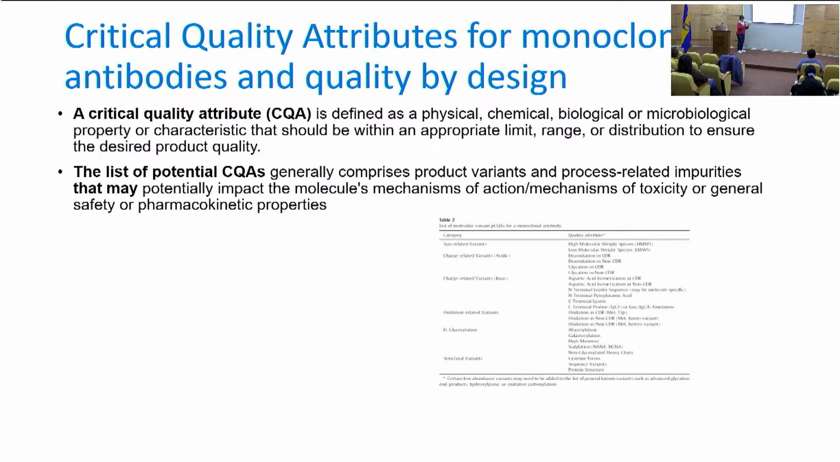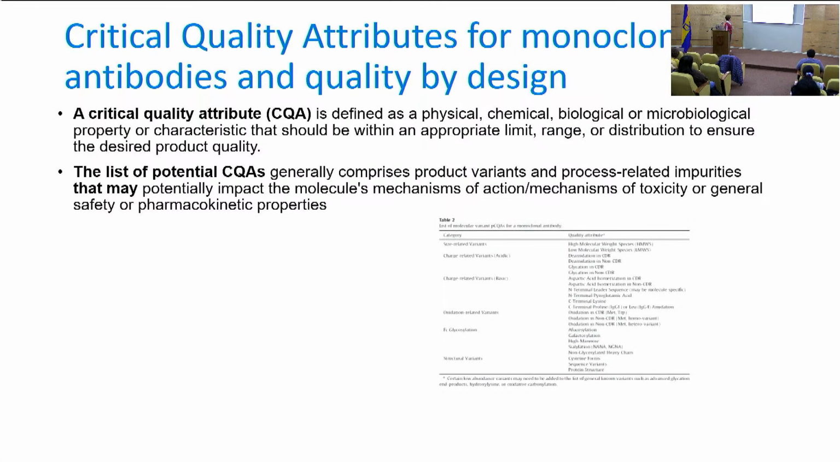For instance, if we know that for MABs we have dimers, a critical quality attribute will say the dimer should not exceed, I don't know, 0.01% of the drug product. That's a critical quality attribute. Truncated form should not exceed 2% of the drug product. That's a defined range.